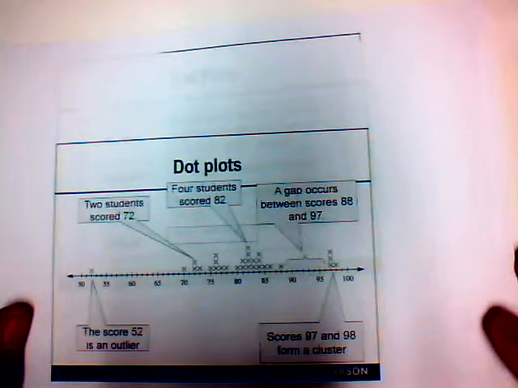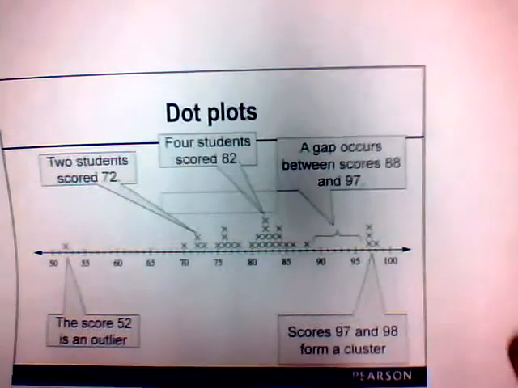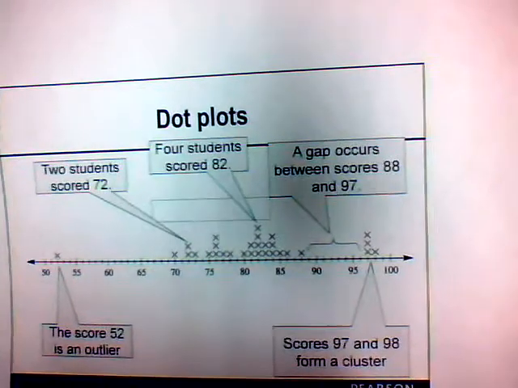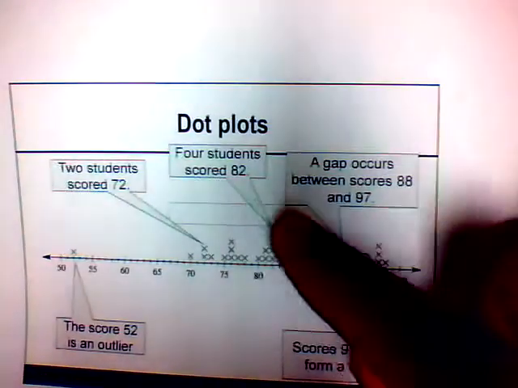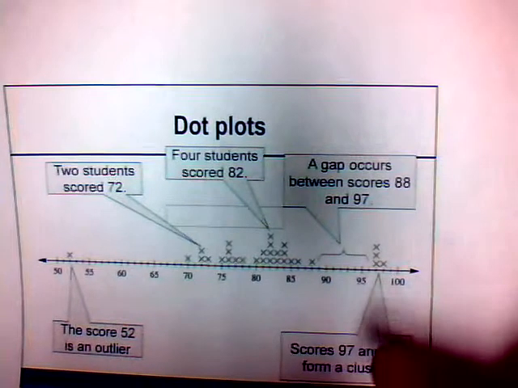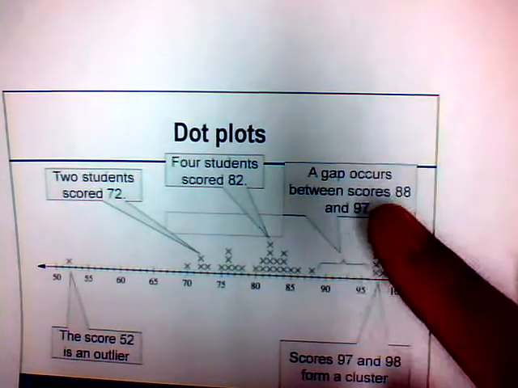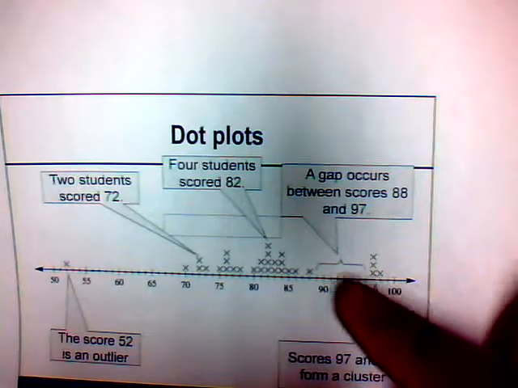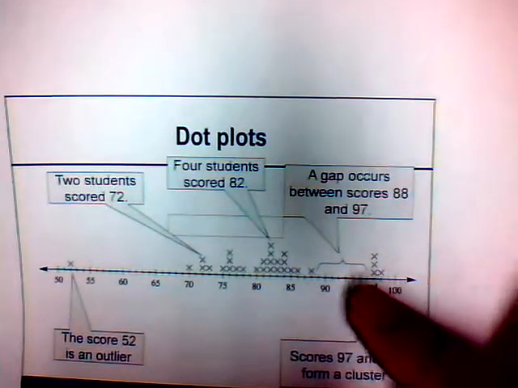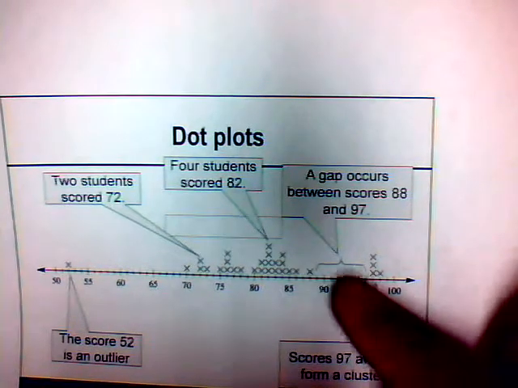Okay, and like I said here, pretty much it's just a continuation here. Here, 2 students scored a 72, 4 students scored an 82, and there is a gap between the scores of 88 and 97. So you can see there are no X's in between those numbers, between 88 and 97. So there's a gap.